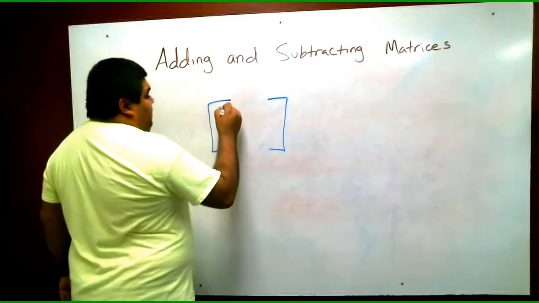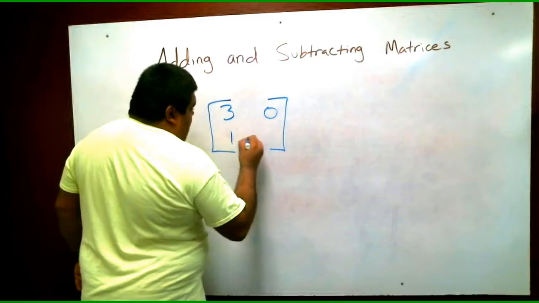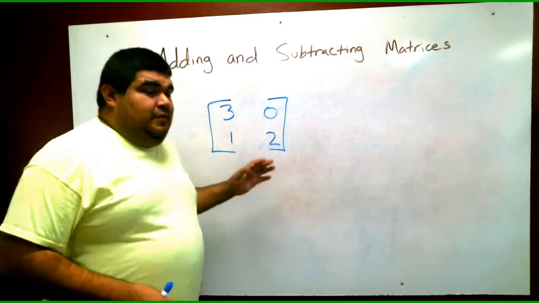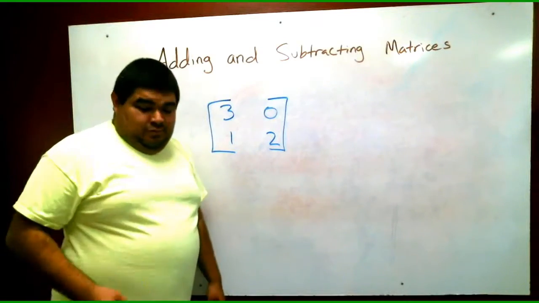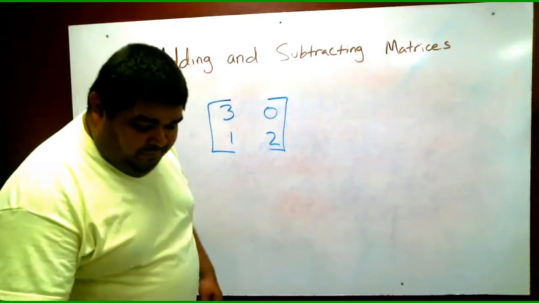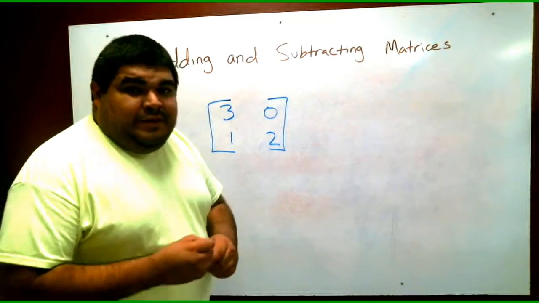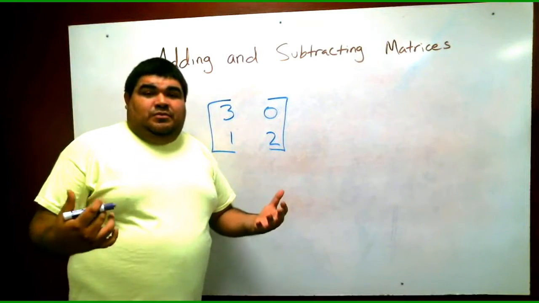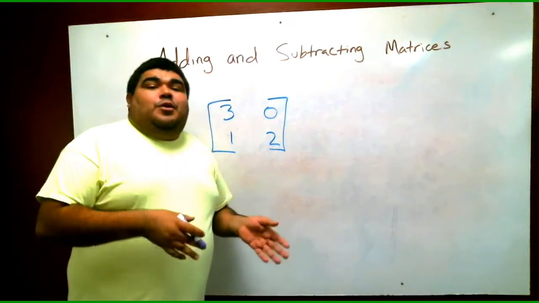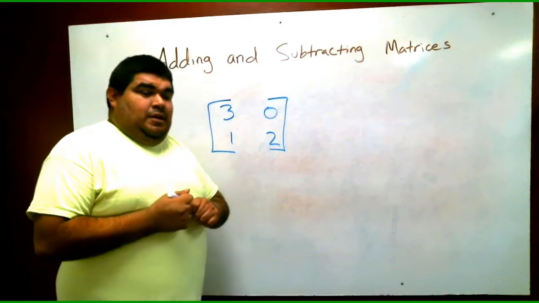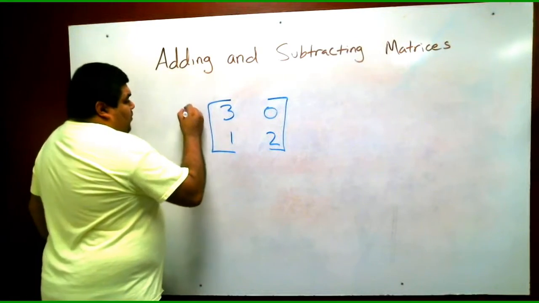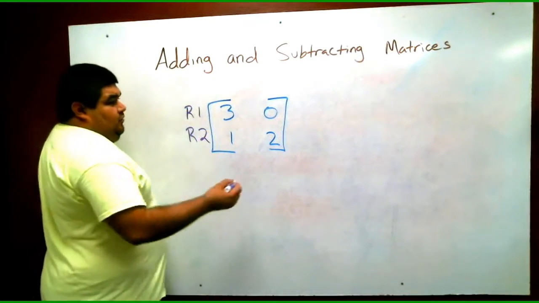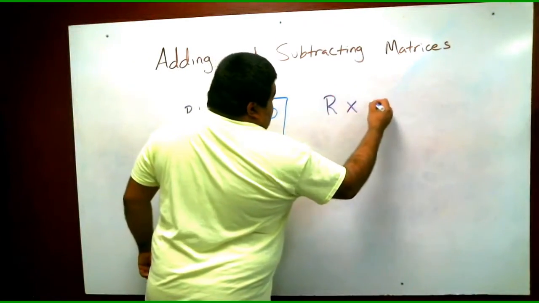let's plug in some numbers. We have a 3, a 0, a 1, and a 2. Notice that this one is a 2 by 2. How do you know that? The way we know is we count how many columns times how many rows. Well, technically it's the other way around. Row times column. So we have row 1, row 2. So it's row times column.